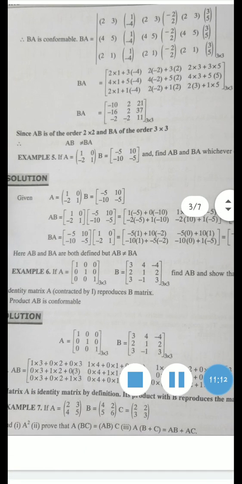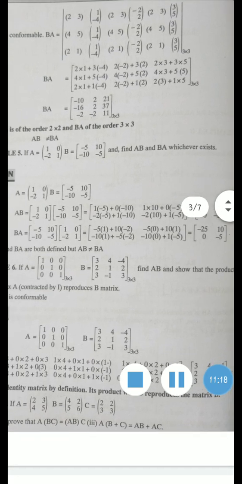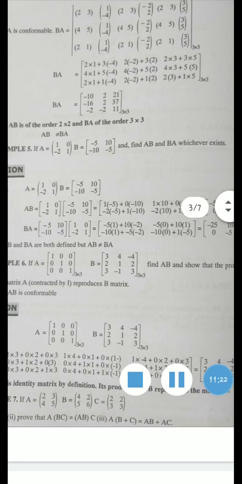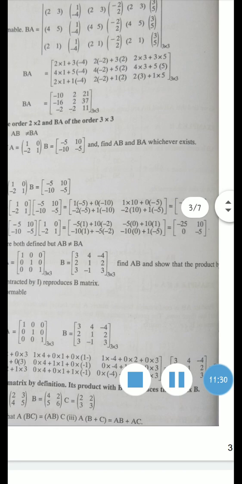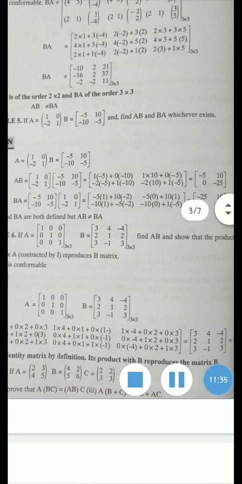So clearly AB is not equal to BA. So same is example number 5. If A and B are two matrices given to you, you have to find AB and BA, whichever exists. So in this case also, since both are 2 by 2 order matrices, AB and BA both will exist. Both will also be a matrix of order 2 by 2, but they are not equal. So matrix multiplication is strictly not commutative.